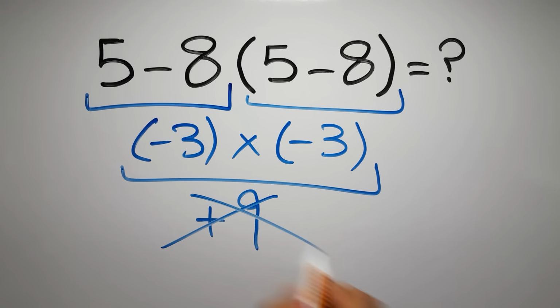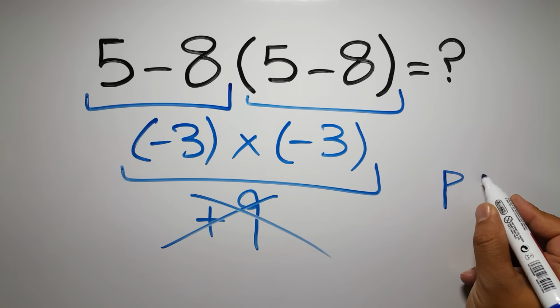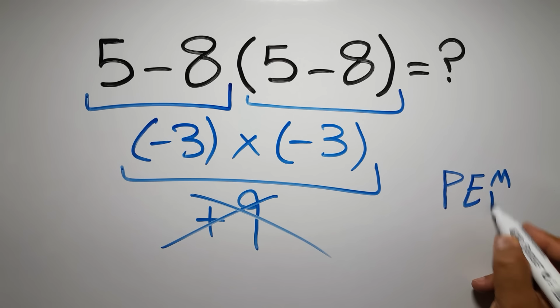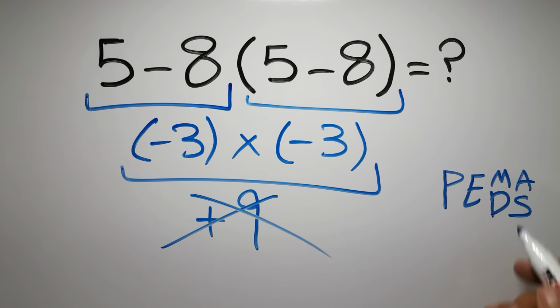But this answer is not correct because according to the order of operations, first we have to do parentheses, then exponents, then multiplication or division, and finally addition or subtraction. Remember that multiplication and division have equal priority and we have to work from left to right. And the same applies to addition and subtraction.